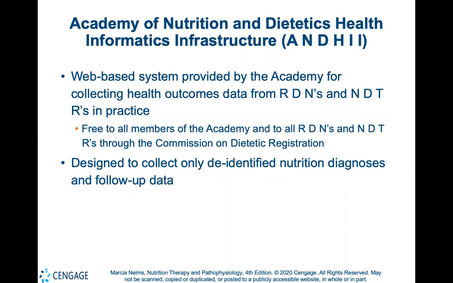The Academy of Nutrition and Dietetics Health Informatics Infrastructure is a web-based system provided by the Academy for collecting health outcome data for dietitians in practice. It's free to all members of the Academy, so that's registered dietitian nutritionists and DTRs through the Commission on Dietetic Registration. It's designed to collect only de-identified nutrition diagnoses and follow-up data.